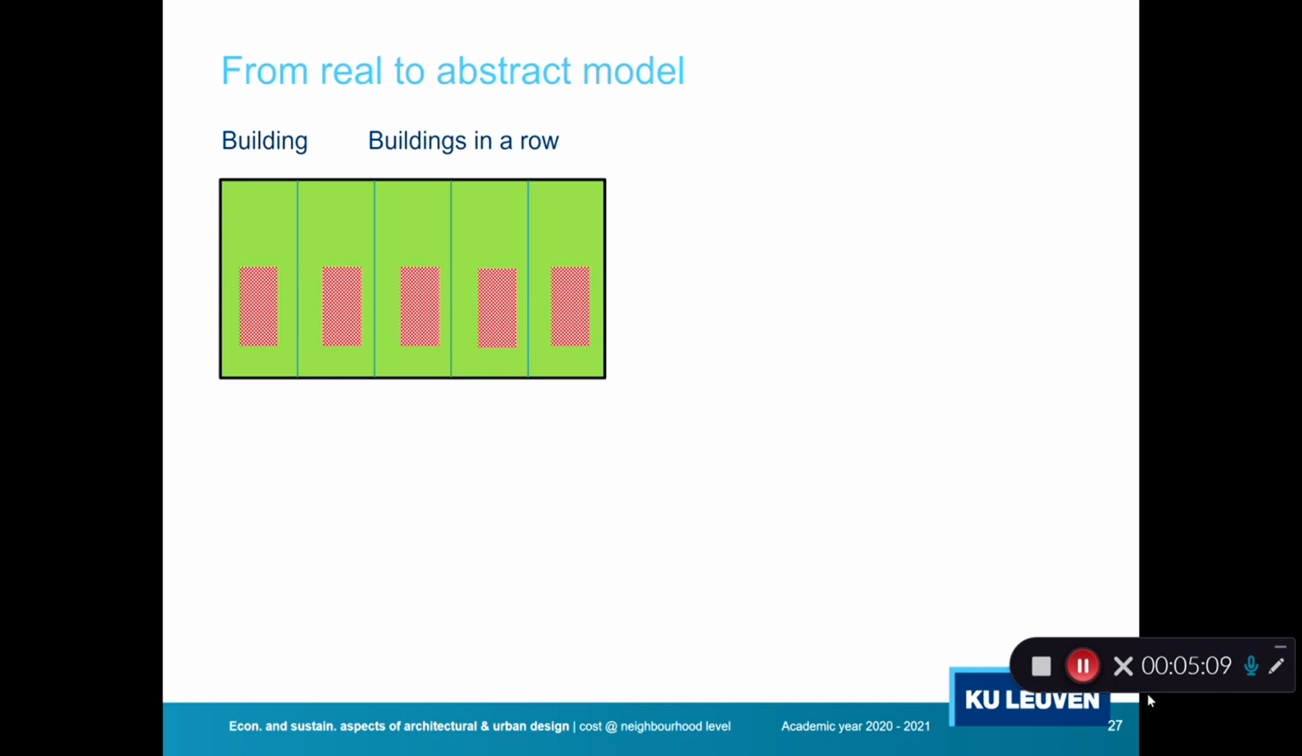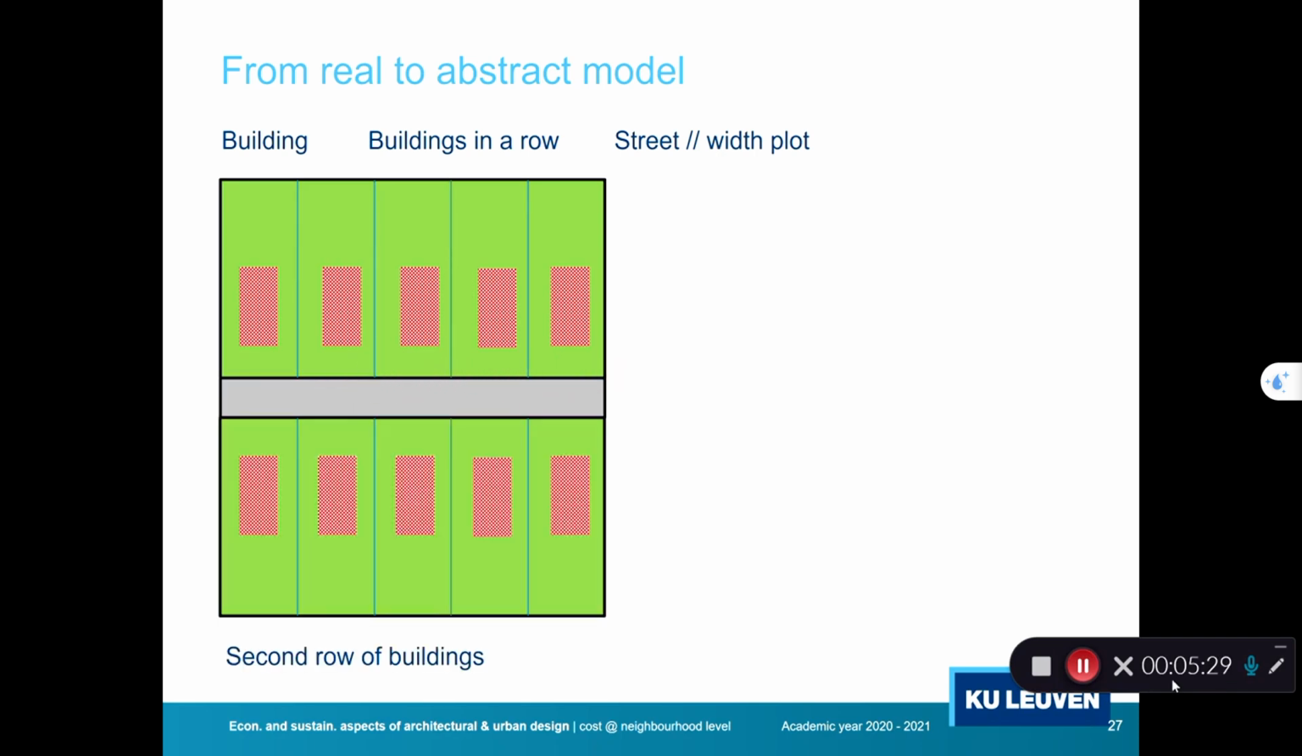We will not look at one street, we will look at 4 streets in total, and we will therefore define 2 roads in this neighborhood. One road is parallel to the width of the plot. Then on the other side of the road we have a second row of buildings, and then we have a second street which is parallel to the depth of the plot.